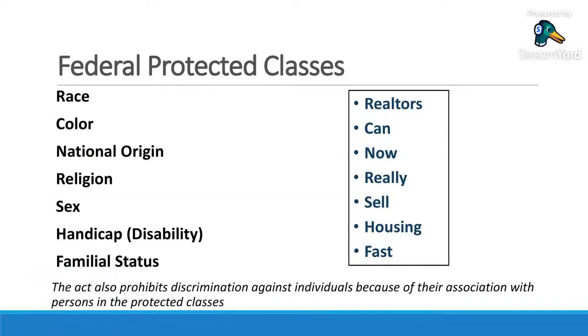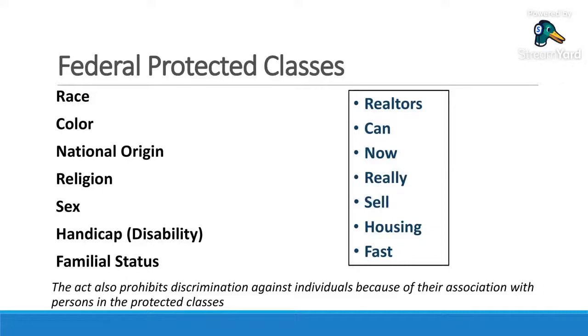Now, these are all of the protected classes. So you got to remember all these for the exam and know the ones that are specific to the federal government. So race, color, national origin, religion, sex, handicap or disability, and familial status.